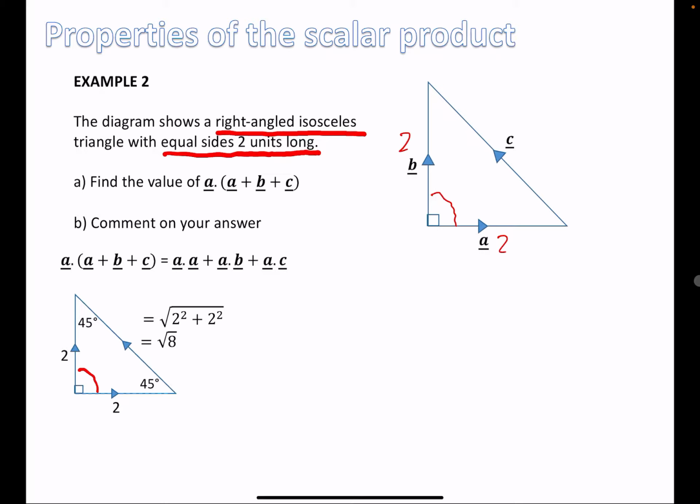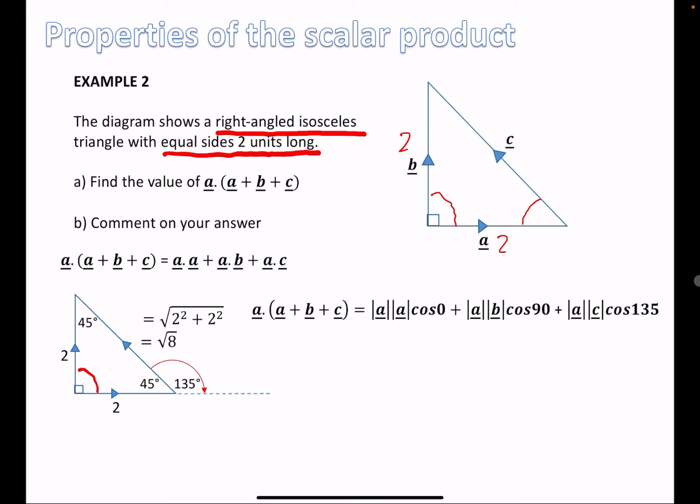For A dot A, that's easy enough, but for A and C, your eye might be drawn to this angle here, but that's not the angle between the positive direction of A and C. So what I have to do is move A along until it does form an angle between the positive of A and the positive of C, which is that angle there, which is 135 degrees. There's lots of little things you need to take care of to be able to do a question like this. But now I have all this information, I can expand this a little bit more.